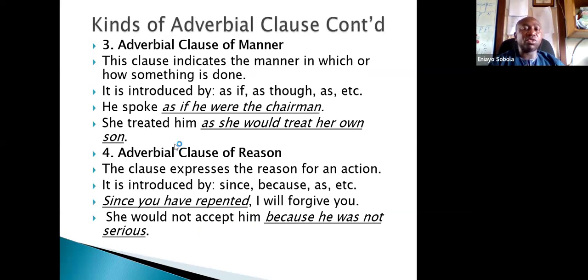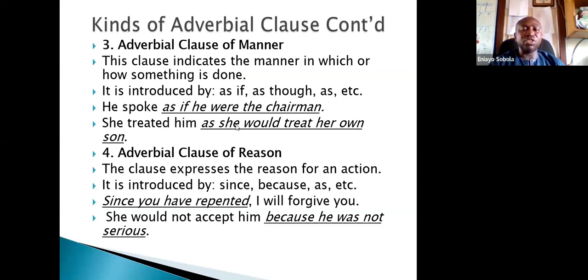So we have adverbial clause of manner. Adverbial clause of manner indicates the manner in which something is done, that is how something is done. It states how it's done. Introduced by as if, as though, and the rest. For example, he spoke as if he were the chairman, meaning that he was not actually the chairman. That's just the manner of the speech.